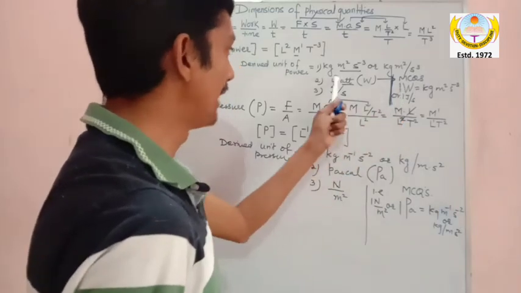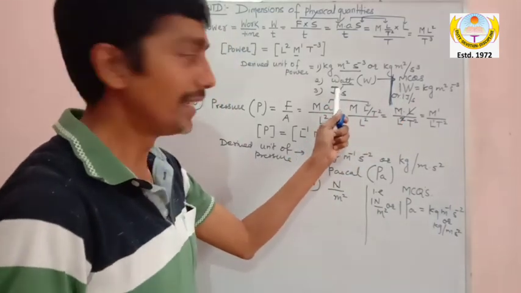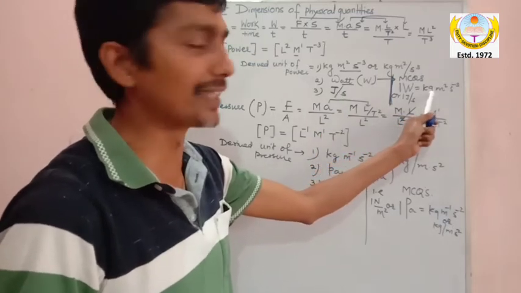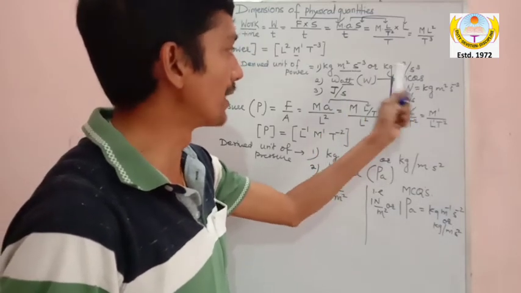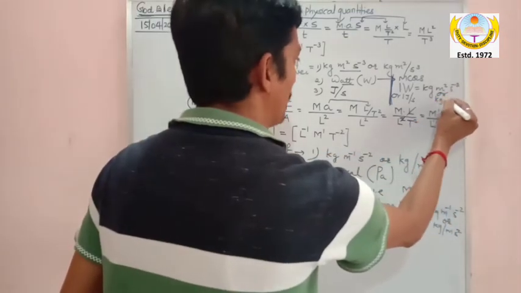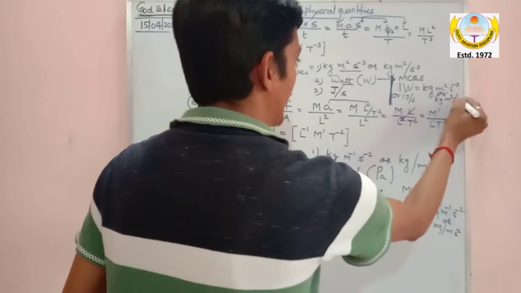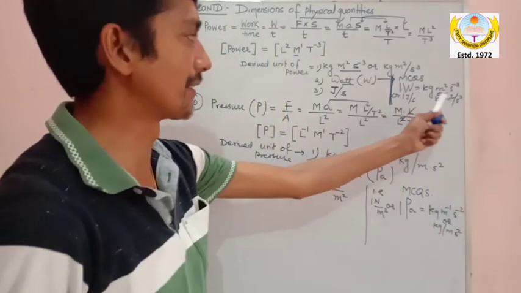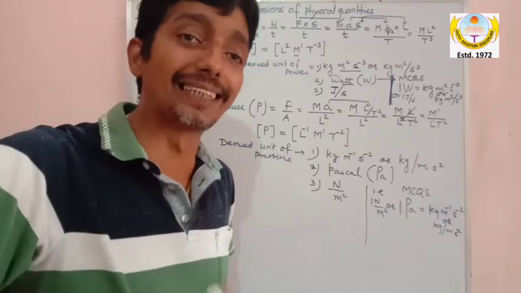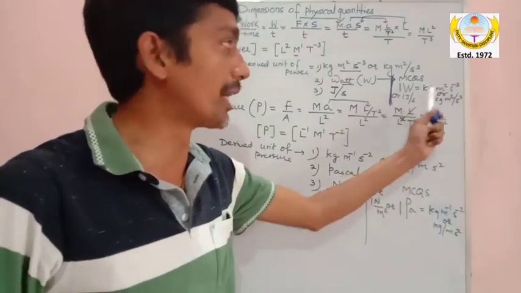1 watt या 1 जूल पर सेकेंड किसके बराबर है सर? इसका आंसर किलोग्राम मीटर स्क्वायर सेकेंड पावर -3, और I can write this as किलोग्राम मीटर स्क्वायर पर सेकेंड क्यूब, ये भी लिख सकते हैं. सो ये एमसीक्यूज में आ सकता है कि 1 वॉट can be expressed as 1 वॉट को और दूसरे वे में क्या बोल सकते हैं?